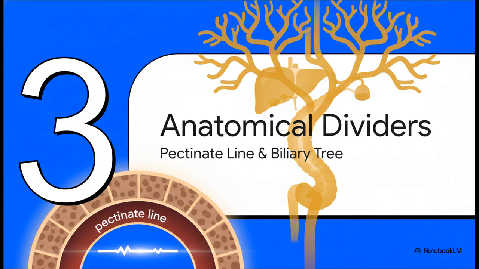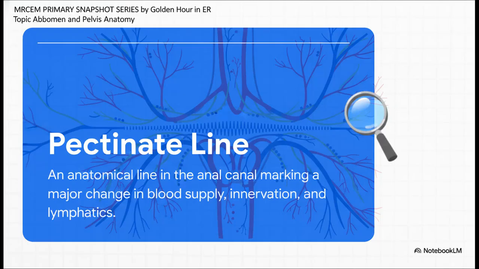One is deep in the anal canal, and the other is in the biliary system. Trust me, these are very high-yield transition zones. First up, the pectinate line. This is not just some random line drawn in a textbook. It's a real embryological boundary. And because of where it comes from, it dictates a massive shift in nerves, blood supply, and, importantly, lymphatic drainage.